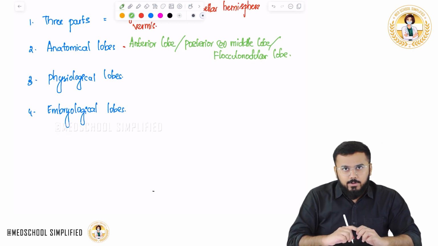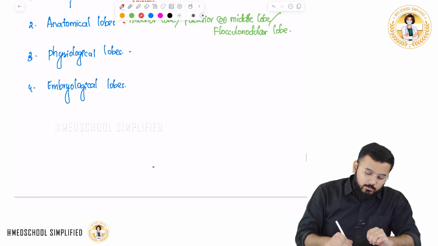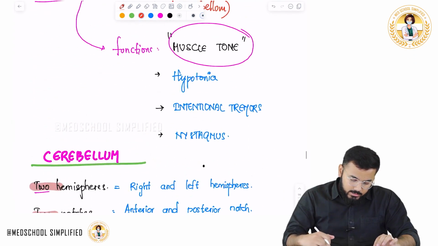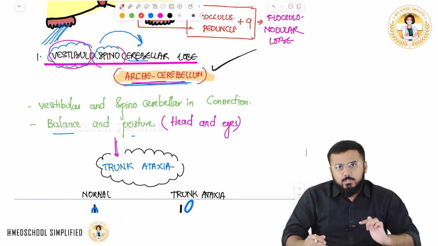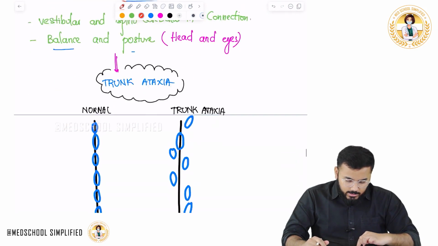So these are the three different types of lobes we have got. Now, these are what? Anatomical lobes. Now, when it comes to the physiological lobes, what are the different kinds of physiological lobes we have got? If you remember, guys, we discussed them yesterday. One physiological lobe is the vestibulospinocerebellar lobe.